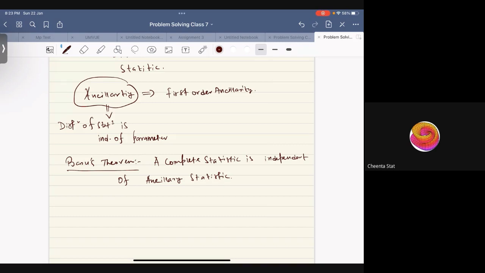Wait, mm, let me find the example. Right. Yeah.